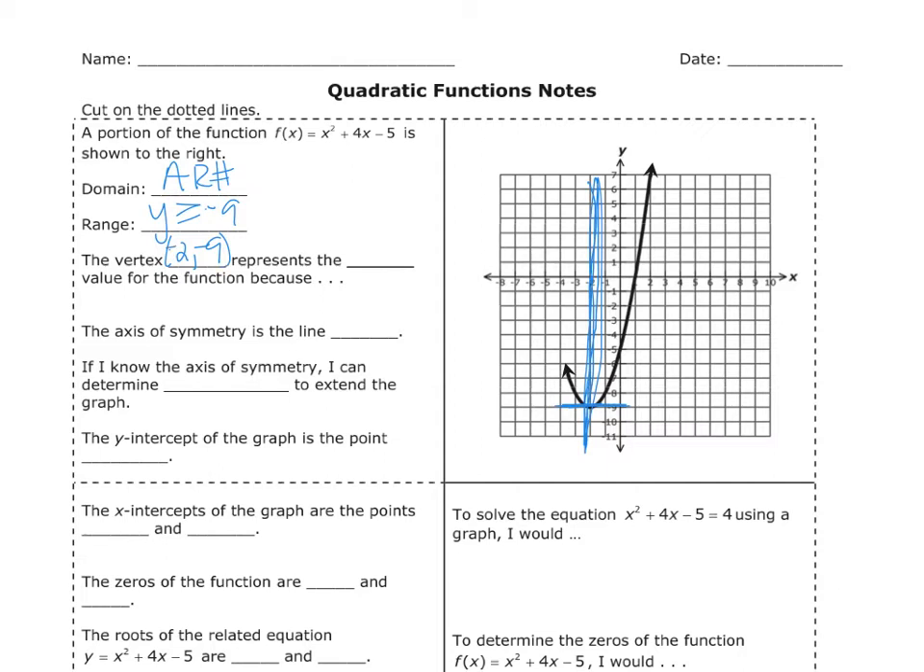And that represents a word that we may or may not have spoken about too much, but we did talk about this at the beginning of the year. That is the absolute minimum. Remember, a parabola that opens up like that has an absolute minimum.